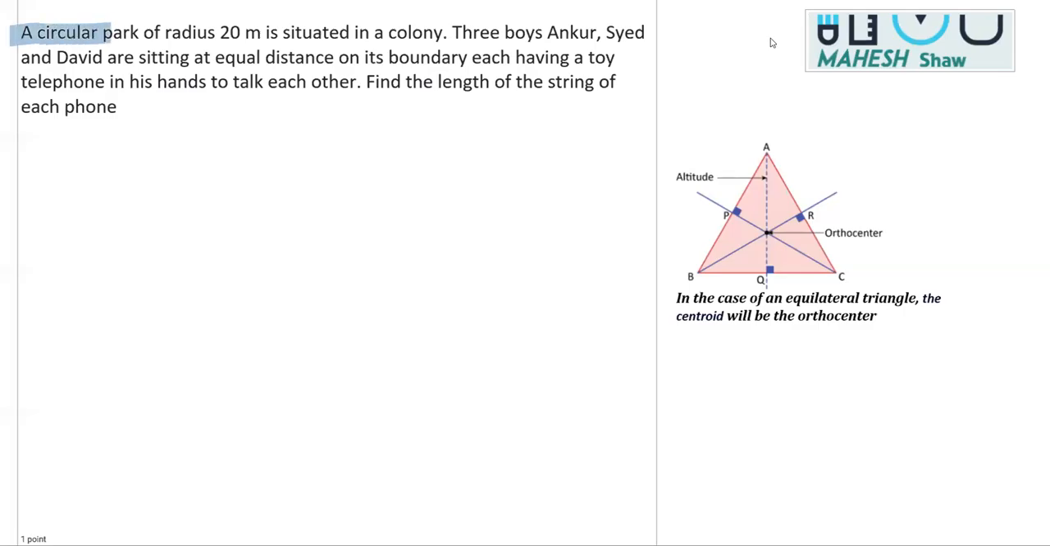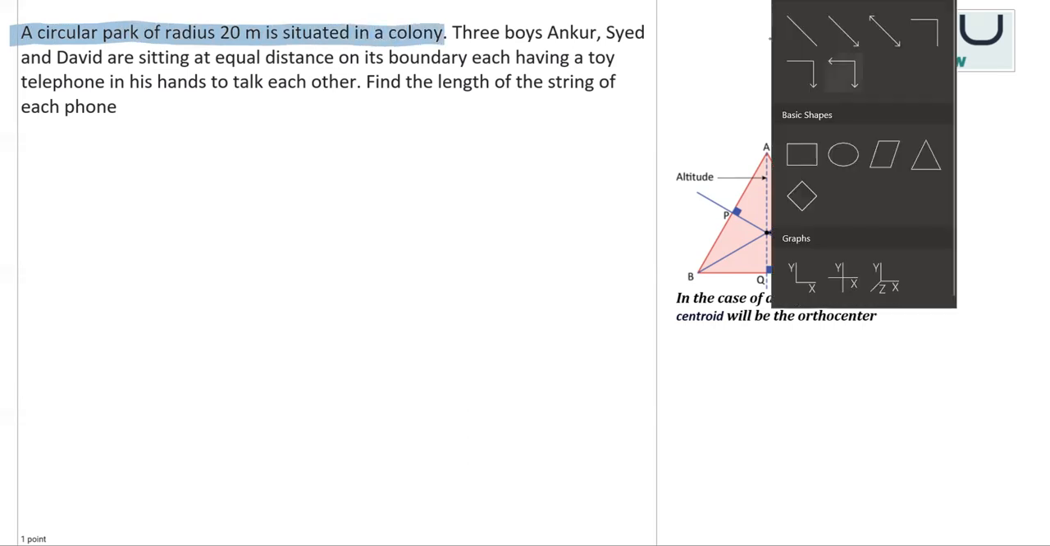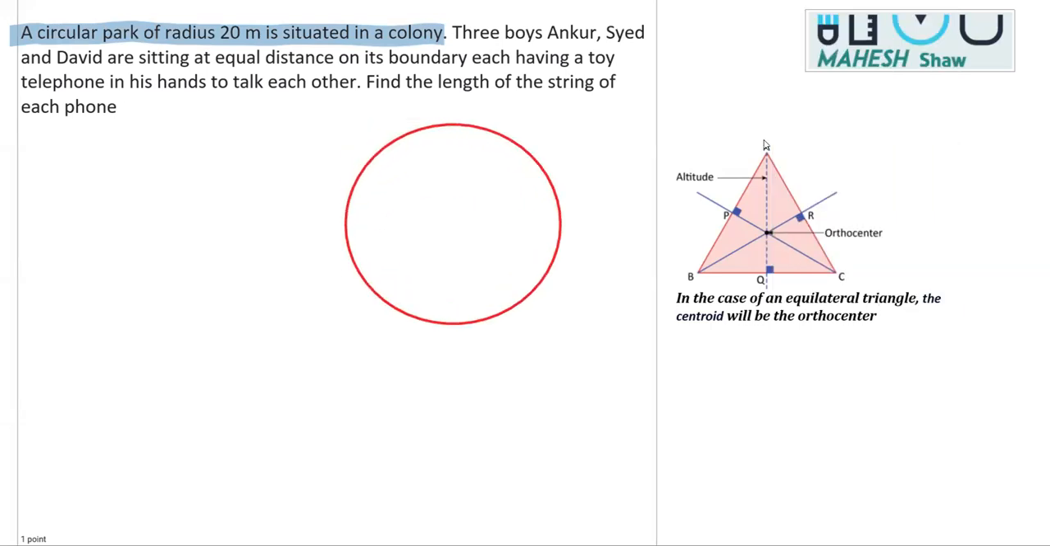In this question, it says a circular park of radius 20 meter is situated in a colony. So what we can do, let's make a circular park first. I made a circular park, and then they are talking about three people or the three guys. These are boys only. Ankur, Syed, and David.